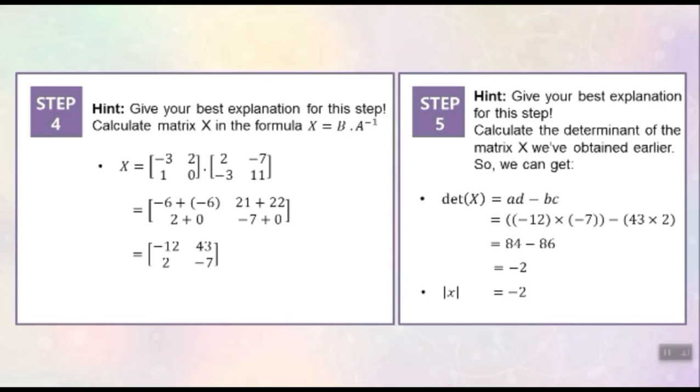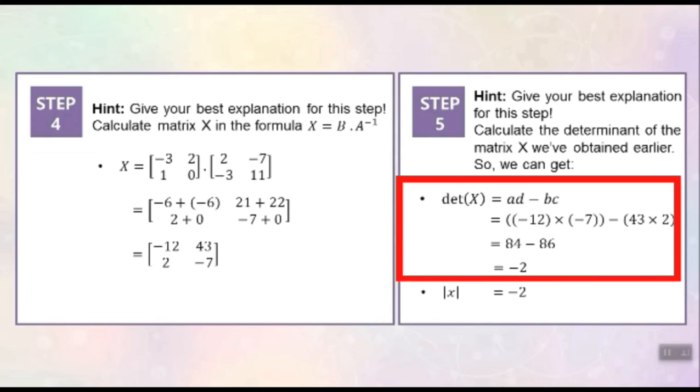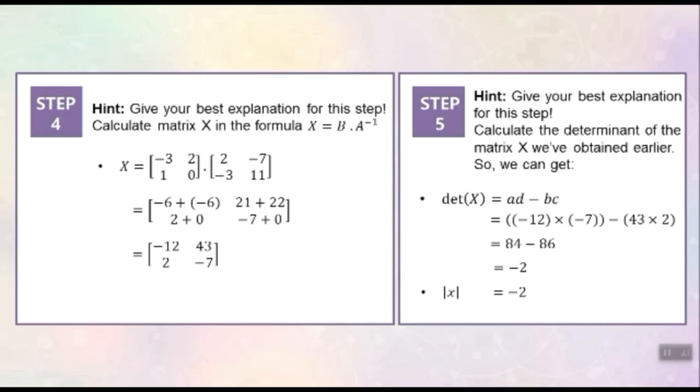Next, in step 5, calculate the determinant of the matrix X obtained earlier. So we get determinant X equals ad minus bc. Same as before, we input the values of a, d, b, and c. Then we get the answer minus 2. So determinant X is minus 2.